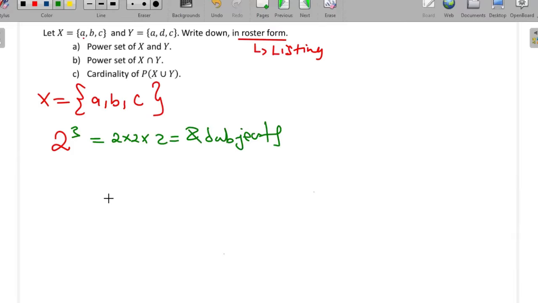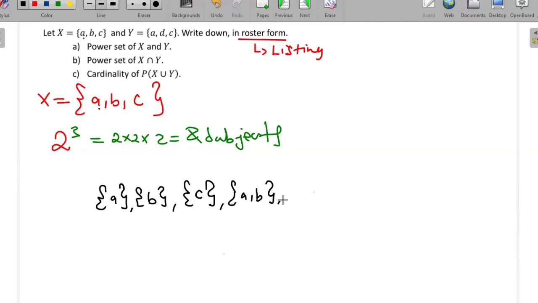You can start from the easiest ones. You can say the A itself, by itself, is a subset. The B by itself is a subset. The C by itself is a subset. And then when we are done with the single ones, you go to the combinations. I'll combine A with B, so I'll say A and B. Then I combine A with C, so it will be A and C. I'm done combining the A with the B and C, so I go to B combining with the C. So it will be B and C.